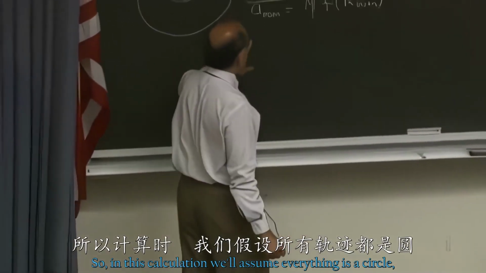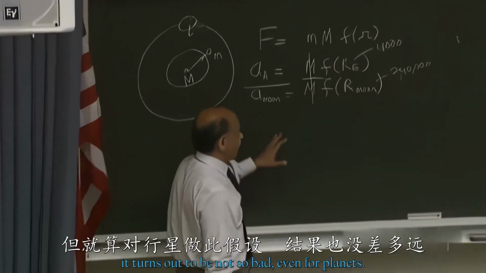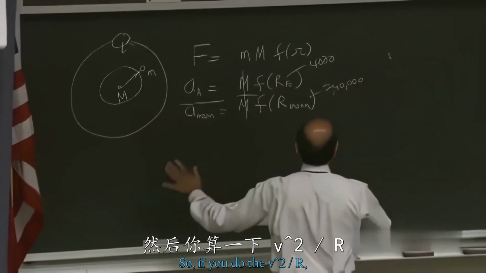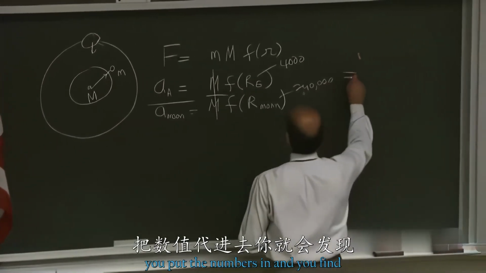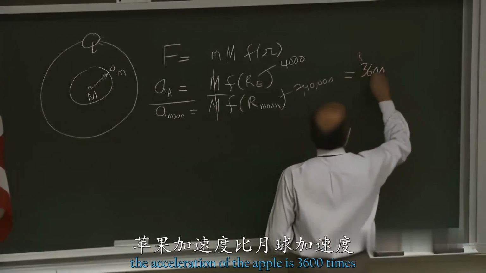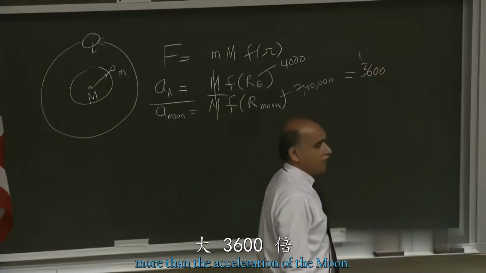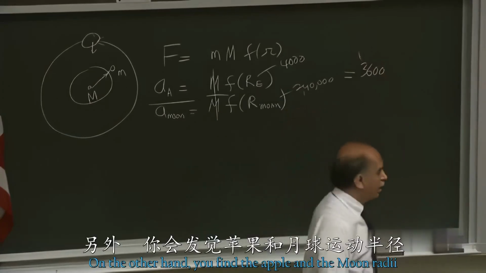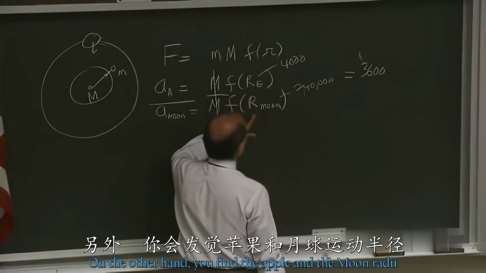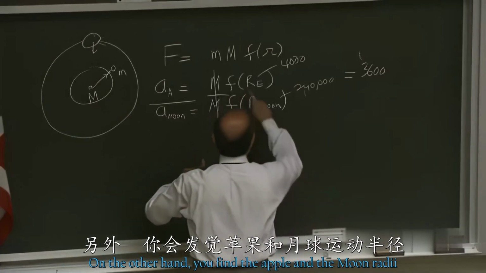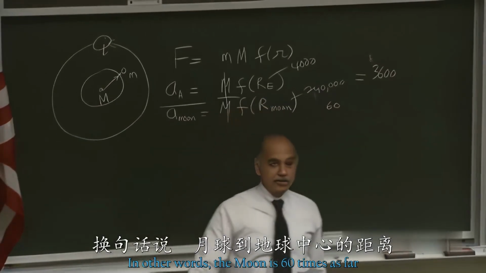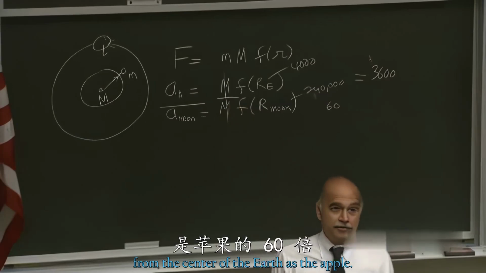So in this calculation, we'll assume everything is a circle. It turns out to be not so bad even for planets. So if you do the v squared over r, you put the numbers in, and you find the acceleration of the apple is 3,600 times more than the acceleration of the moon. On the other hand, you find the apple and the moon radii are a factor of 60 apart. In other words, the moon is 60 times as far from the center of the Earth as the apple.